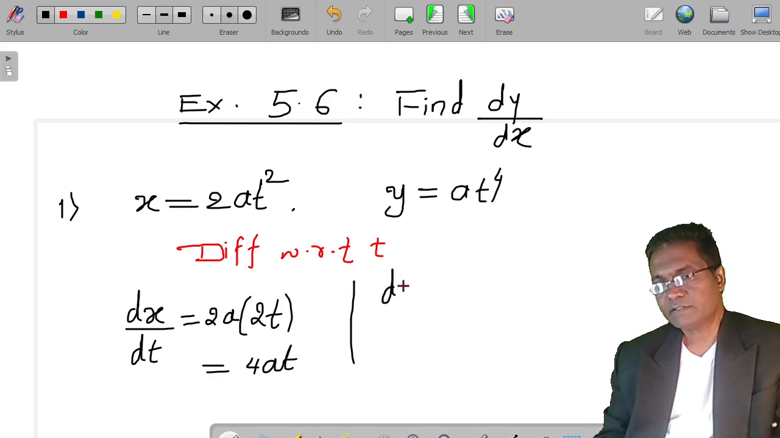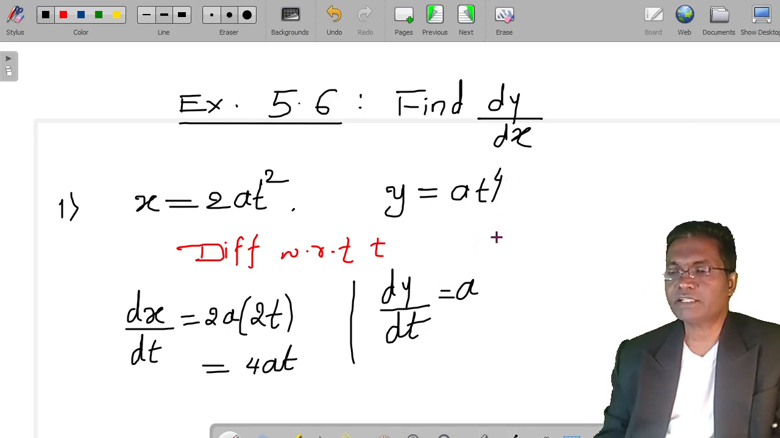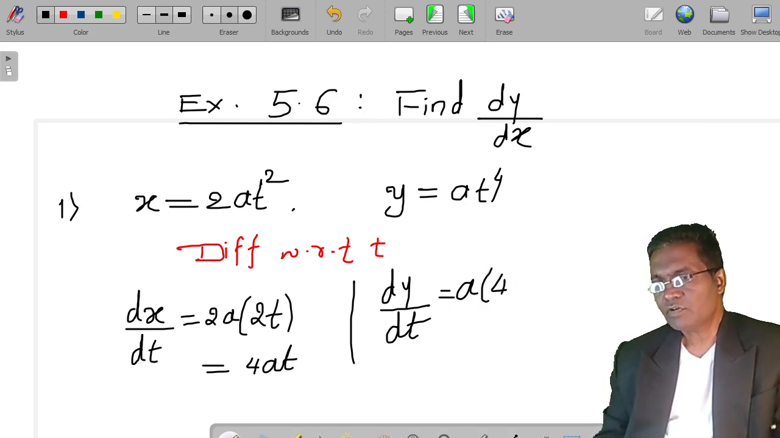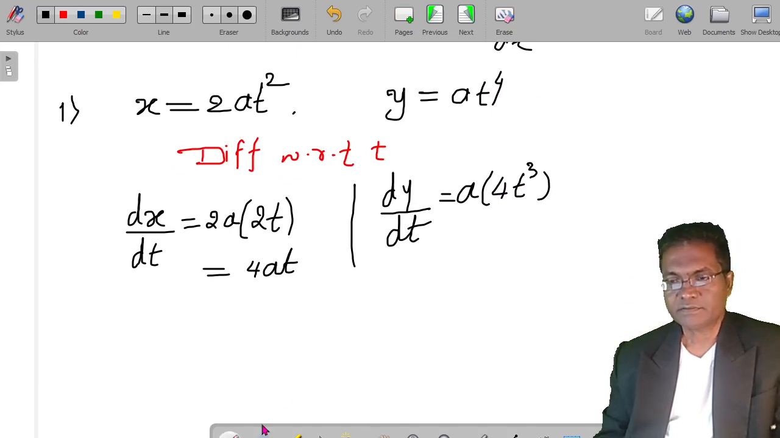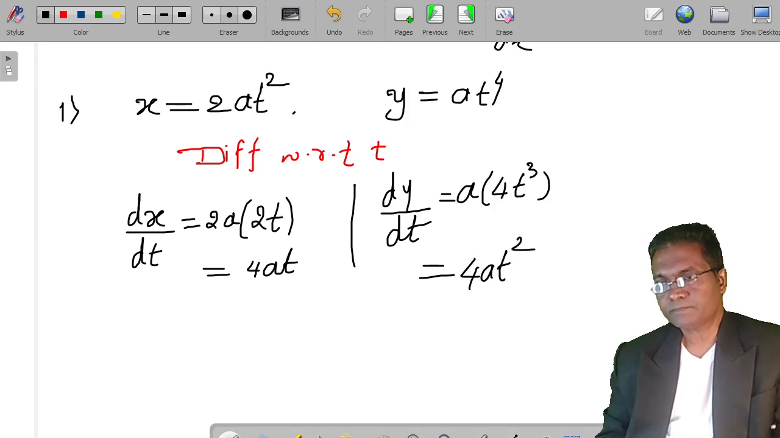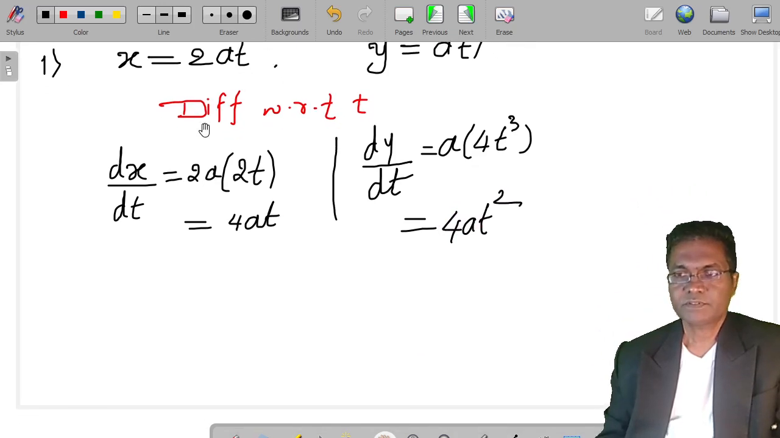Similarly here, dy by dt is a as it is, and the derivative of t power 4 with respect to t is 4t cube. You have to bring the power forward and reduce the power by 1. Okay, so this you may write as 4at cube. So this is your dy by dt.